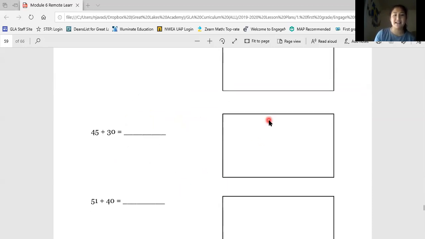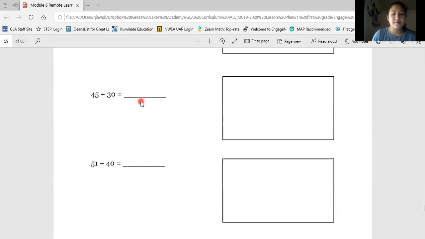The next problem says 45 plus 30. Now, it's your turn to solve however you want. You can use quick tens, you can count on, you can try making 10, adding 10. Go ahead and pause and solve on your own right now. Nice job. Now that you did that, I'm going to show you a few different ways that you could have chosen to solve this problem. To do that, I want to pick my whiteboard, and we're going to go like this.